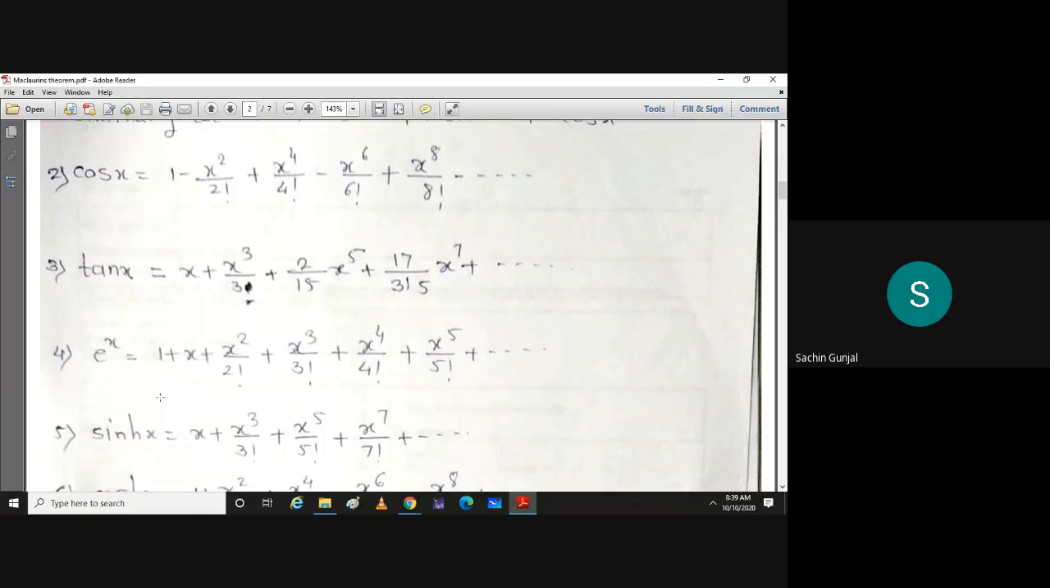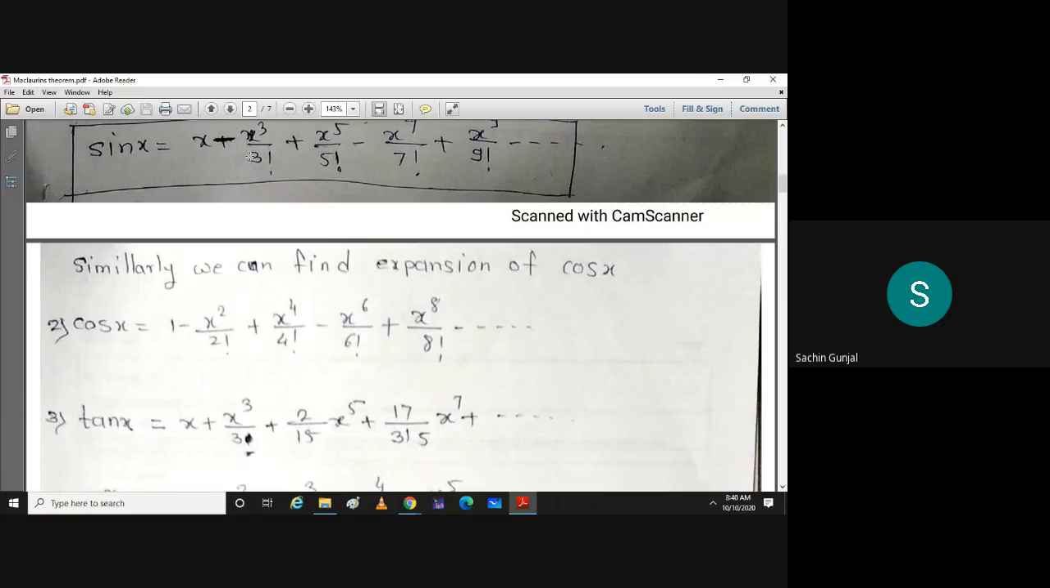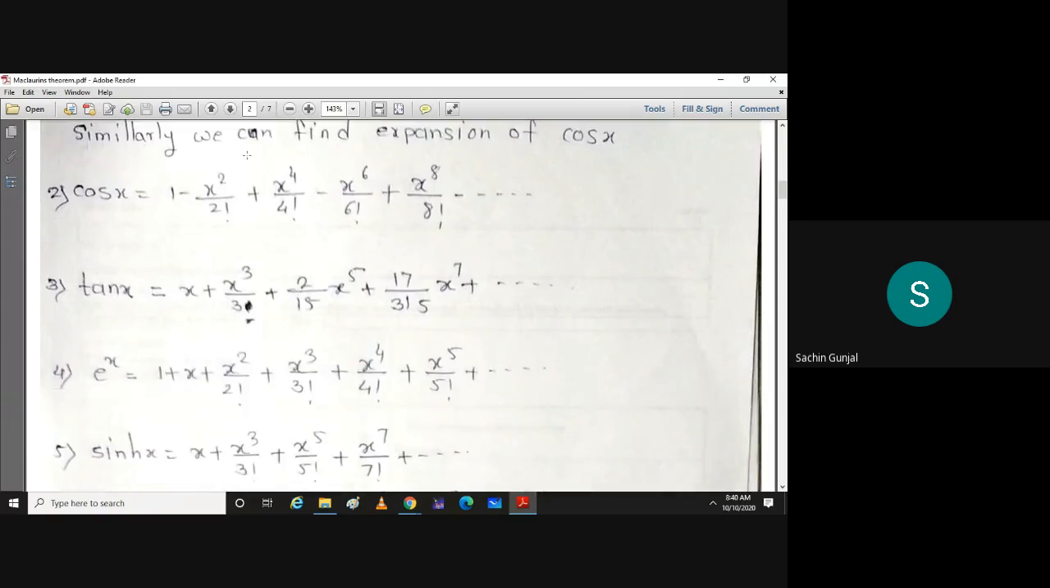Then sine hyperbolic x. Of course you don't know hyperbolic functions, but right now you write it as sinh x. There is a special type of function in complex theory, and those are called hyperbolic functions. So sine hyperbolic x is different from sine x. You can check that this is x plus x cubed by 3 factorial plus x raised to 5 by 5 factorial and so on. Everywhere there is a positive sign, whereas in sine x there is alternate plus minus. Please note the difference.